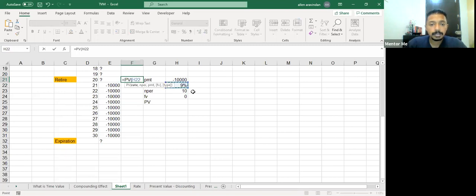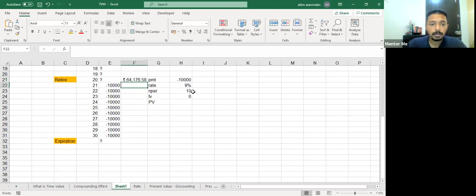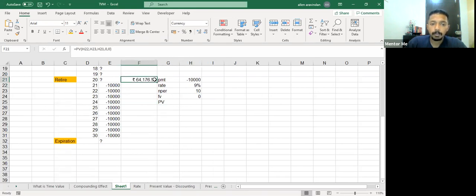Let's just select the questions and you will find out what exactly is happening. So bear with me. N per is 10. PMT is minus 10,000. Future value is zero, because he does not want to save anything at the end from 20 to 30, right? So the future value is zero and type is zero. Let's see what value we get. It comes to 64,176. What is this money?